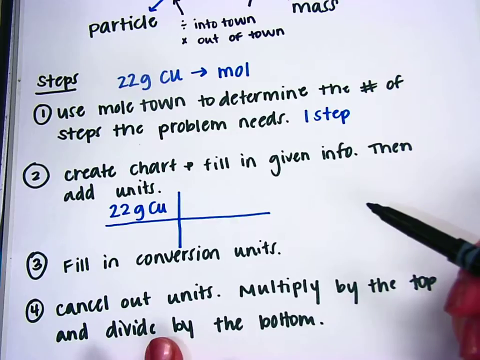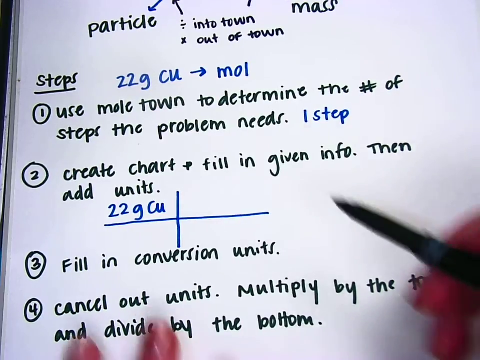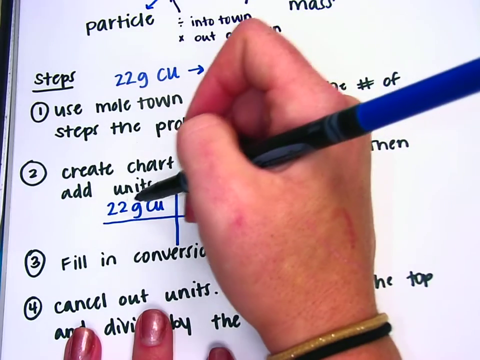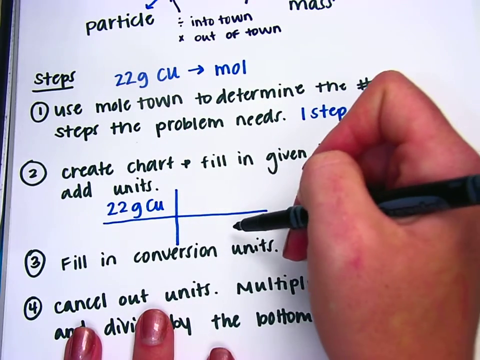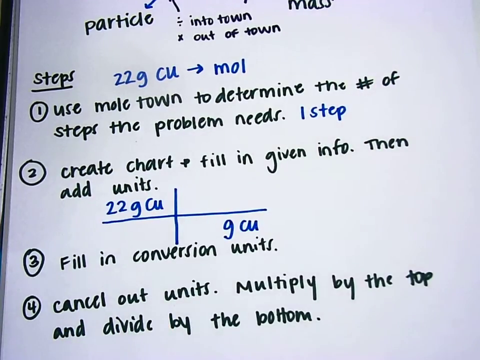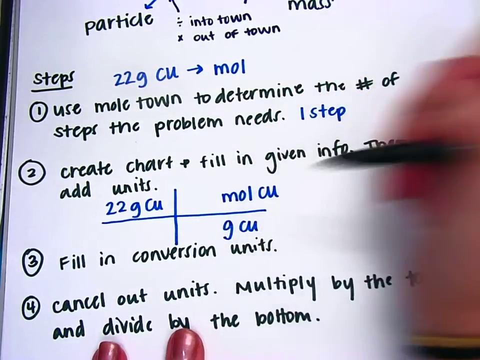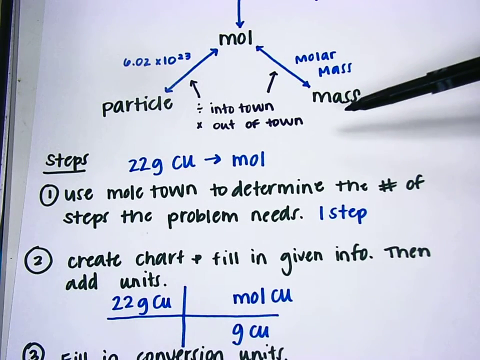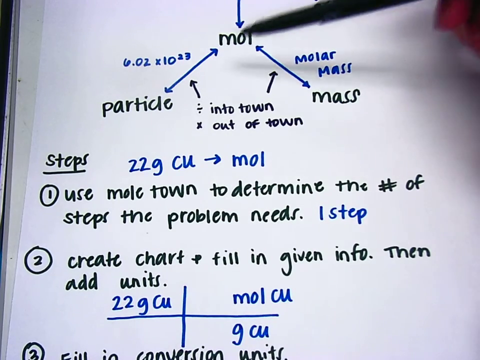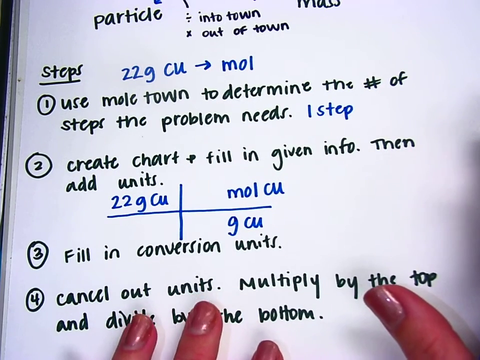My goal is to make my units cancel out. If you watched our dimensional analysis video or took those notes, you know that if you have something on the top, to get it to go away, it needs to be on the bottom. So to get grams of copper to go away, I'll put it on the bottom. And my goal is to get from grams of copper to moles of copper. You can double check that you're able to do that using Mole Town. So I can go from mass to moles. And that's all that you need to do for step number 2.